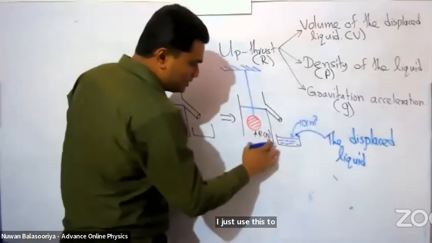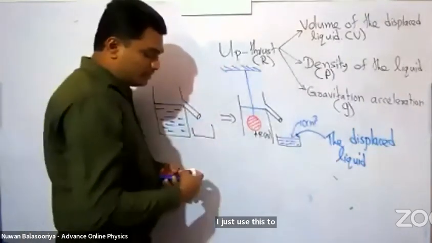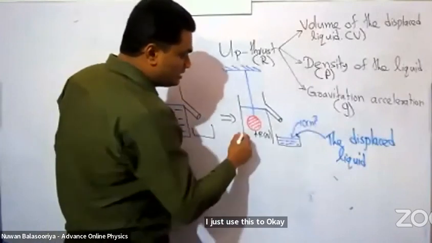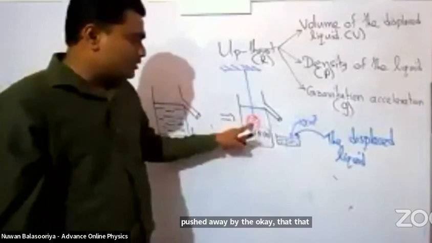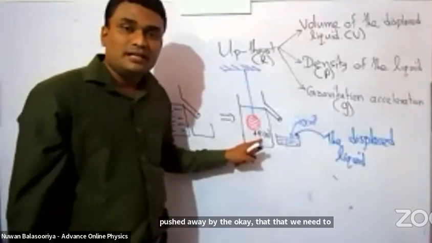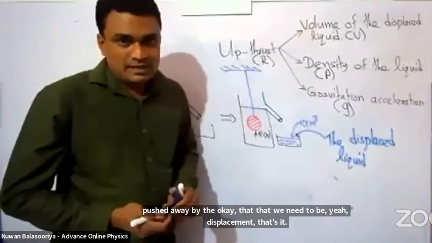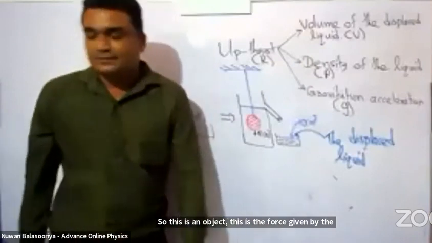Once the object is immersed in the liquid, some liquid is pushed away by the object. That liquid is said to be the displaced liquid. So this is an object. This is the force given by the liquid. The force given by a liquid is said to be the upthrust. That's it.